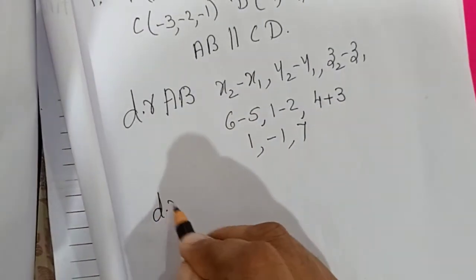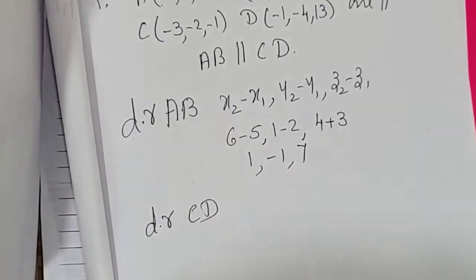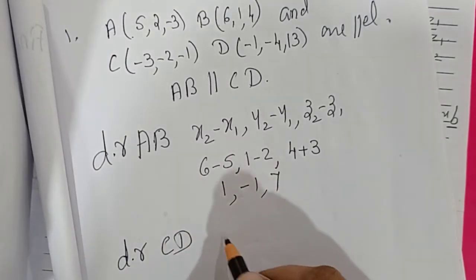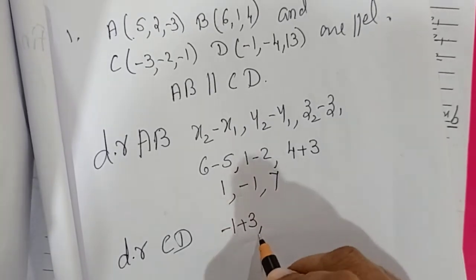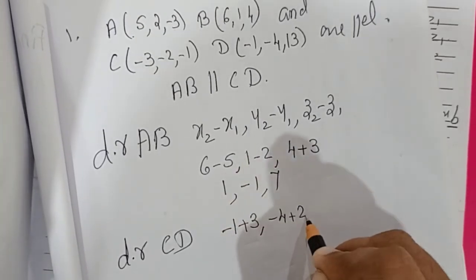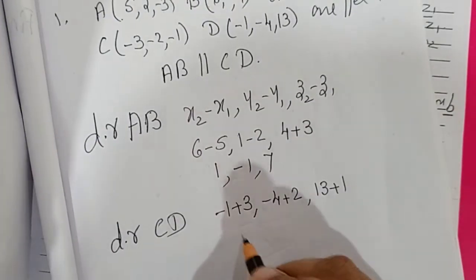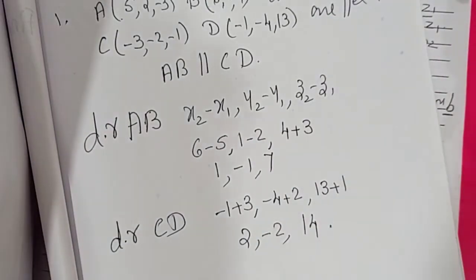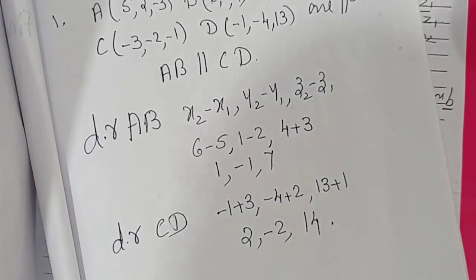The next step is the direction ratio of CD. Again take C as x1, y1, z1 and D as x2, y2, z2. Then minus 1 minus 3 means minus 1 plus 3, minus 4 plus 2, and 13 minus 1 is 13 plus 1. That gives 2, minus 2 and 14. Okay, then what is our aim?